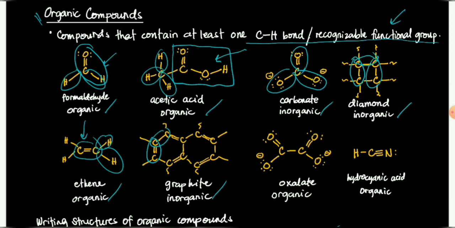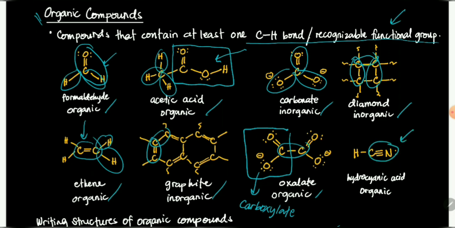Okay? So oxalate contains this functional group and a CC bond. Wala siyang CH bonds, pero this can be considered as a carboxylic. Okay? So, therefore, oxalate can be considered as an organic compound kasi meron siyang recognizable na functional group. So, yung hydrocyanic acid, that's C triple bond N. Okay? Tapos, meron siyang CH bond. So, therefore, hydrocyanic acid is organic. Although yung CH bond na to ay acidic.